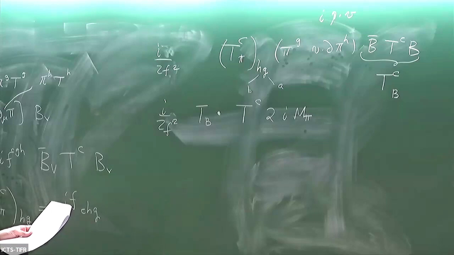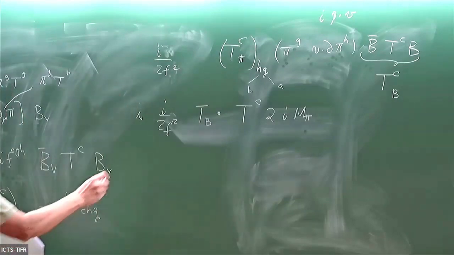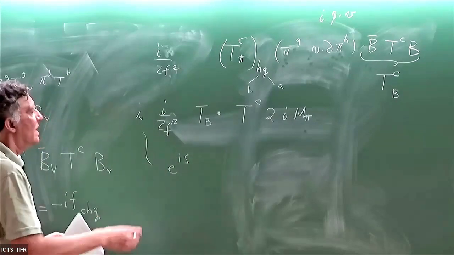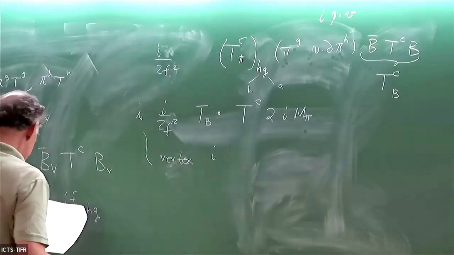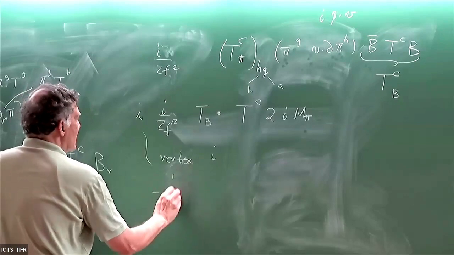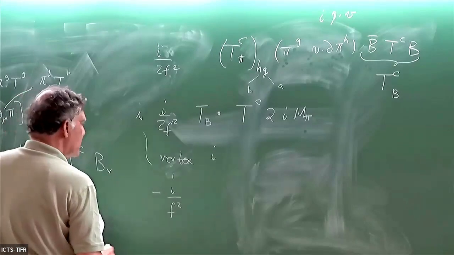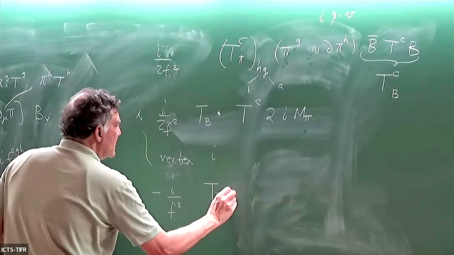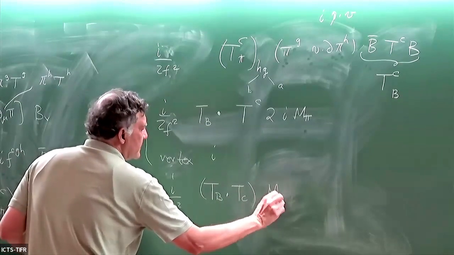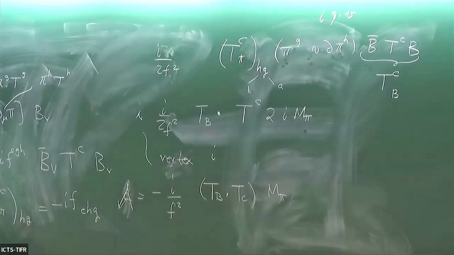And there's an extra I, because this is just from the e to the I action, every vertex has an I. So this is the vertex I. And so the net result is I get minus I over f squared TB dot TC m pi. Okay, so that's my amplitude. The pion nucleon scattering amplitude at threshold.